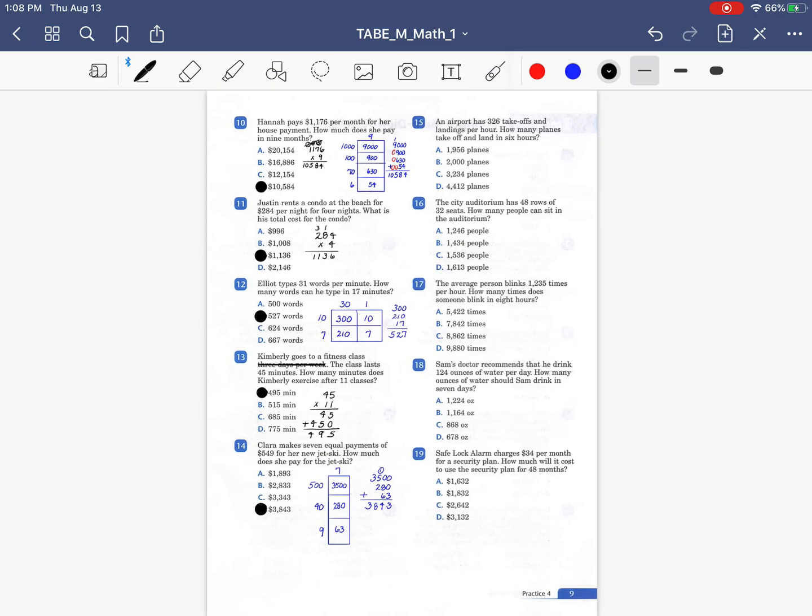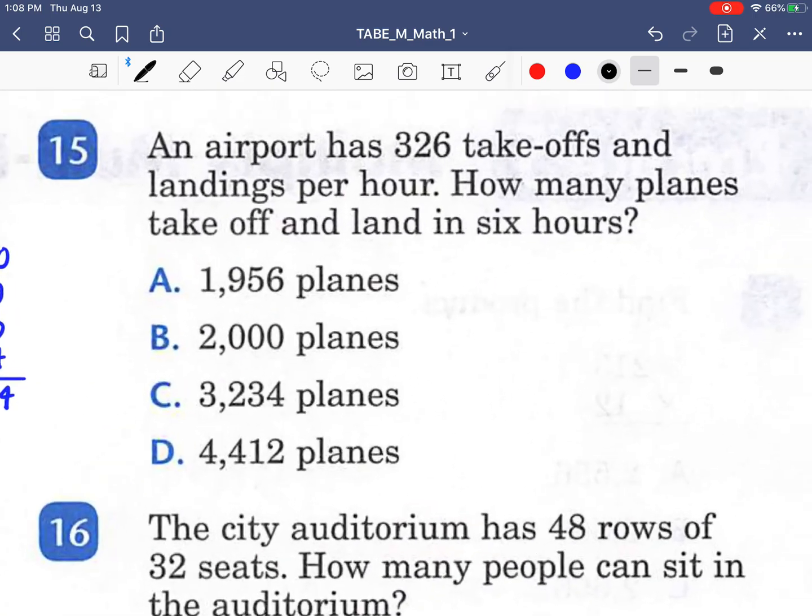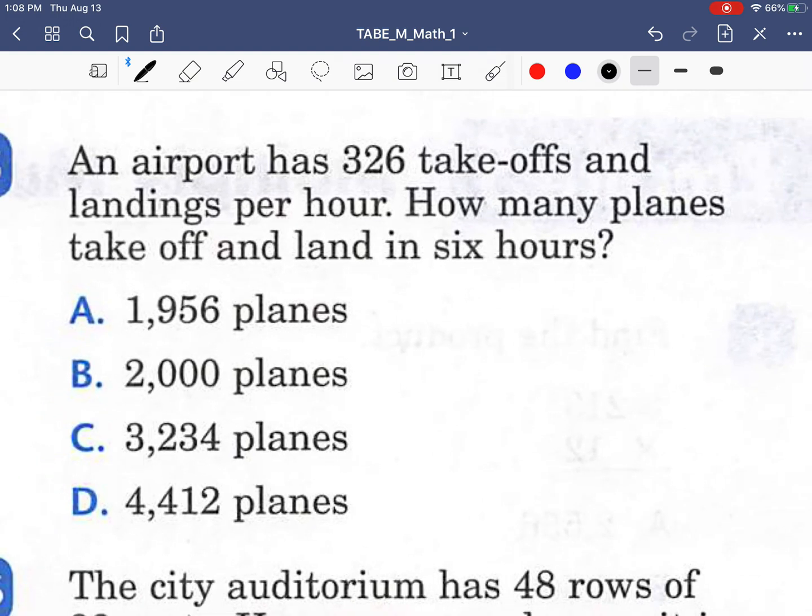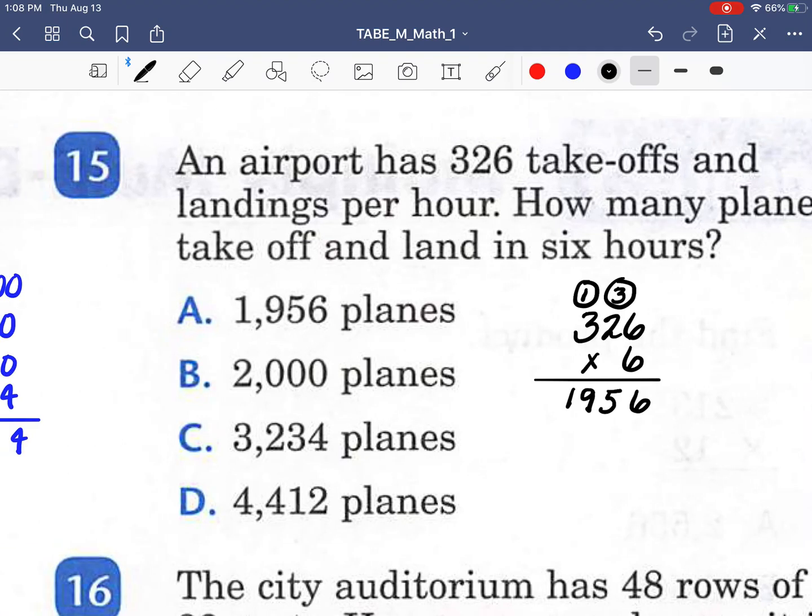Alrighty, number 15. An airport has 326 takeoffs and landings per hour. How many planes take off and land in 6 hours? So 326 times 6 is 6, carry 3, 12, 13, 15, carry 1, 18, 1 is 19. So I think the answer to number 15 is A.